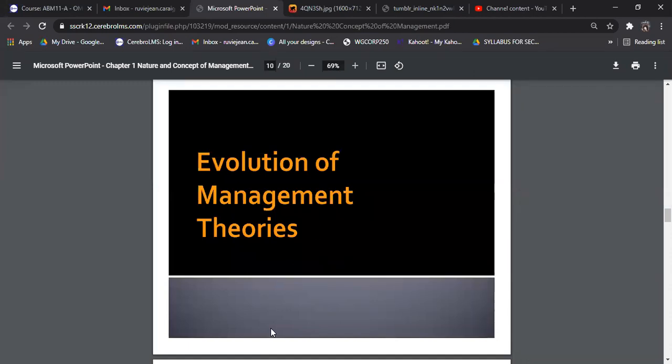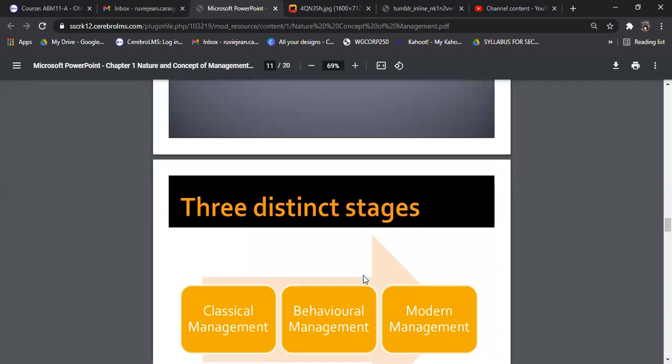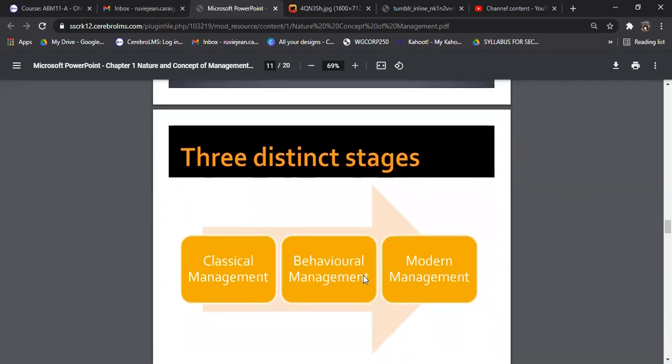Okay, so let's take a look at the three distinct stages in the evolution of management. The three distinct stages started with the first one, which is the classical management, then the next stage is the behavioral management, and then the last one is the modern management. Now, under these three distinct stages, we have different theories that we will discuss.